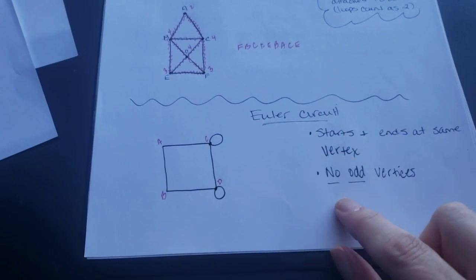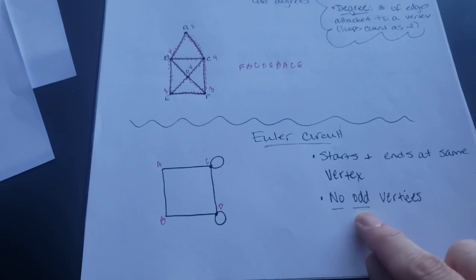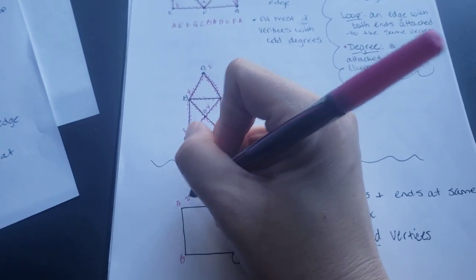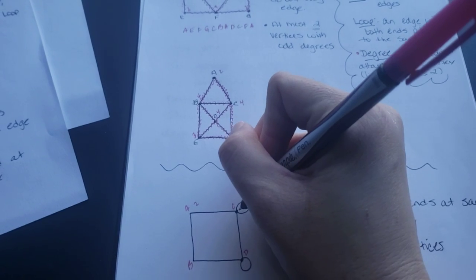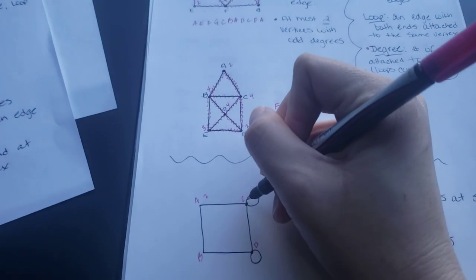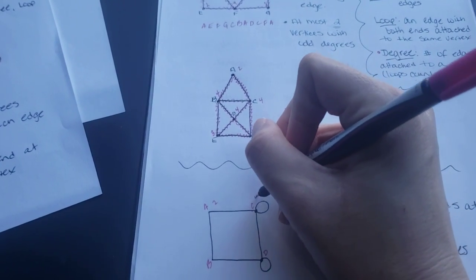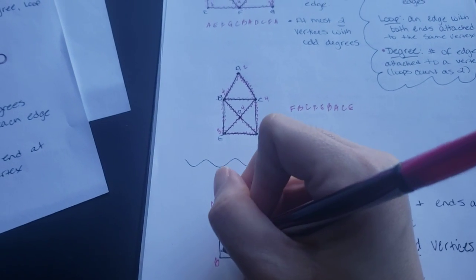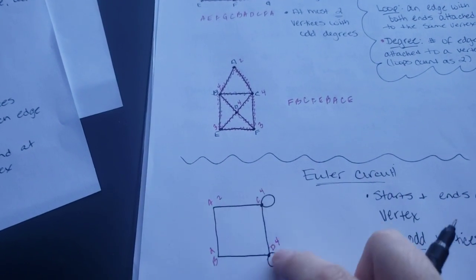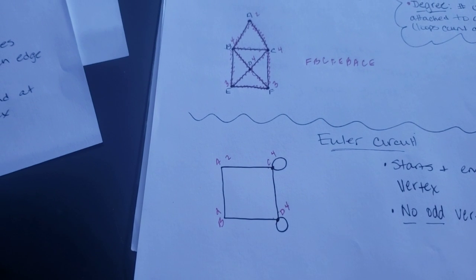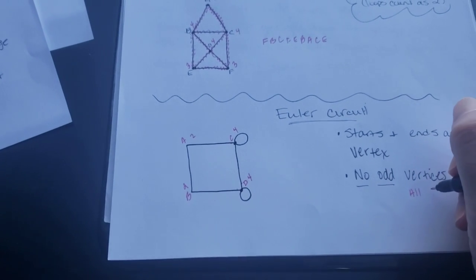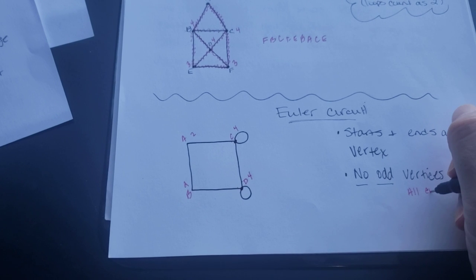But in order to be a circuit, there can be no odd vertices. So 1, 2, so A has 2. Remember, a loop counts as 2. So there's 1, 2, 3, 4. Down here would be 1, 2, 3, 4. And here would be 2. So I know I have all even degrees. So that means this is a circuit. So all even.